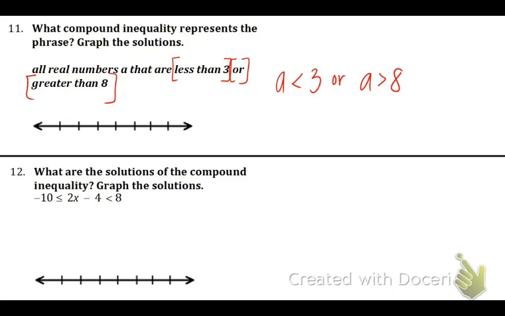So let's label our graph 3, 4, 5, 6, 7, 8, 9. Open circles because there's no line underneath. And shaded it in opposite directions.